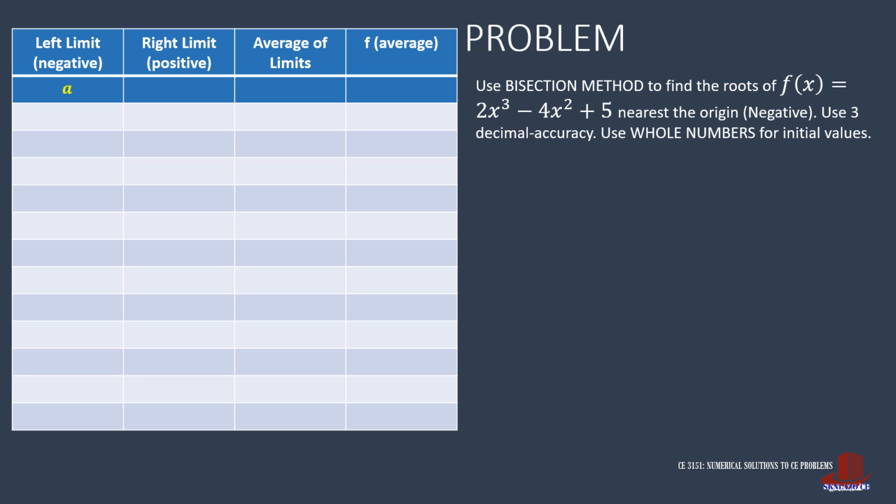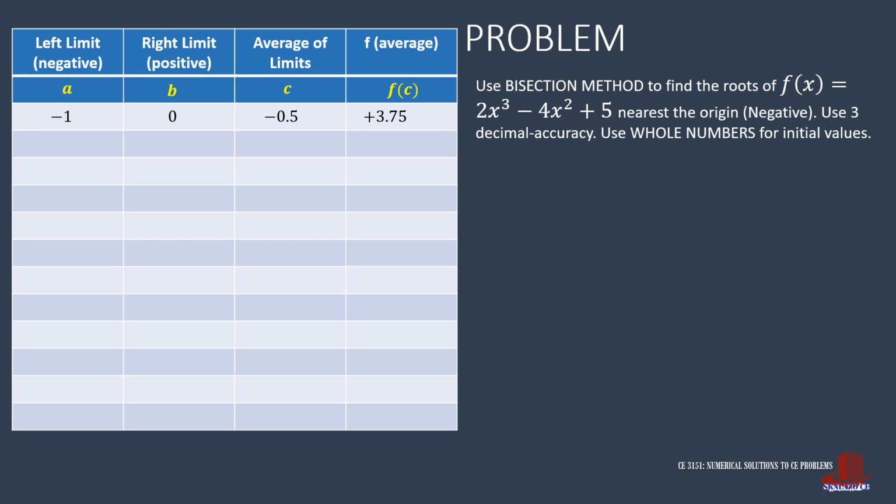Denote each column for easier calculations later. The left limit is labeled A, whereas B is for the right limit. The average is tagged as C, and its function is f of C. Place all computed values earlier in the table. From the initial values, we have the left limit as negative 1, and the right was 0. We took their average, which was negative 0.5, and placed this into the function and got positive 3.75.